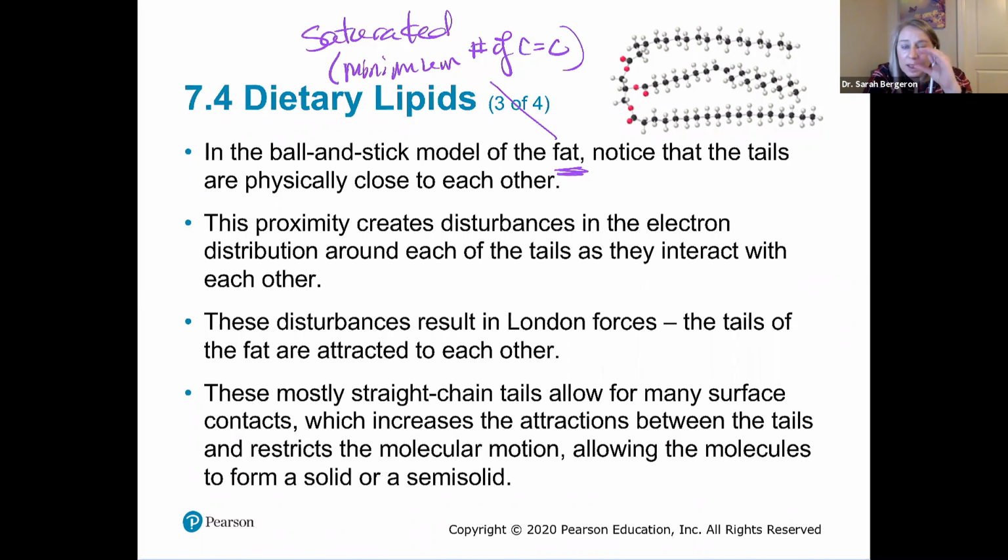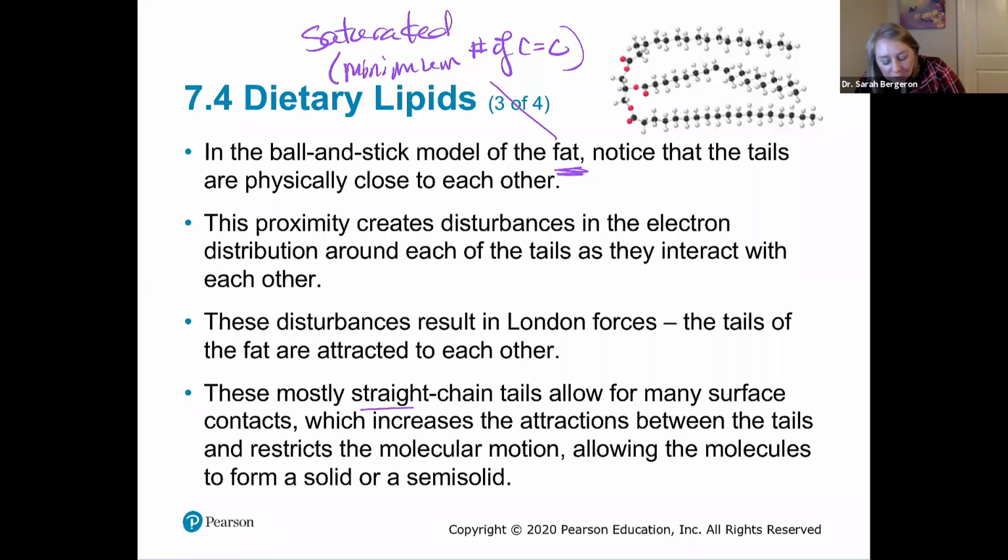And remember, what did we say that disturbing electrons, that force is? We said that is London forces, right? When you can just disturb the electron cloud and create that temporary dipole moment, that's a London force. And so the more they interact, the more of a London force they're going to have to hold them together. And so the tails of the fatty acids inside of a fat interact with one another. They have strong London forces, because London forces in general are weak, but they have a lot of them.